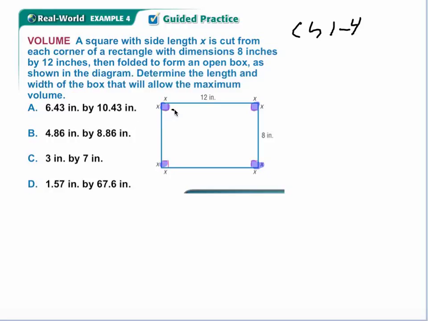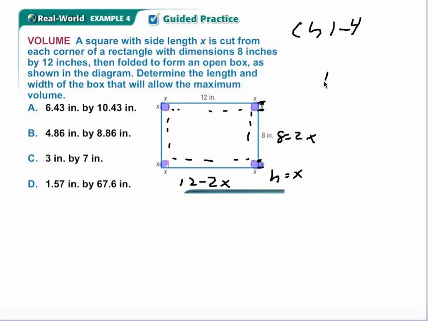So you would fold right along this dotted line, this dotted line, dotted line. So you'd fold those up. You would have a base of 12 minus 2x, and this side would be 8 minus 2x, because you're cutting off an x on each side. And as you did that, the height would be x as well. So you're trying to find the volume of that box, and you want to find the maximum.